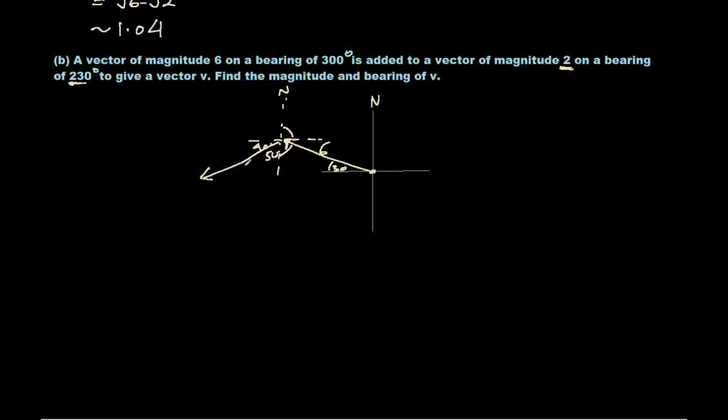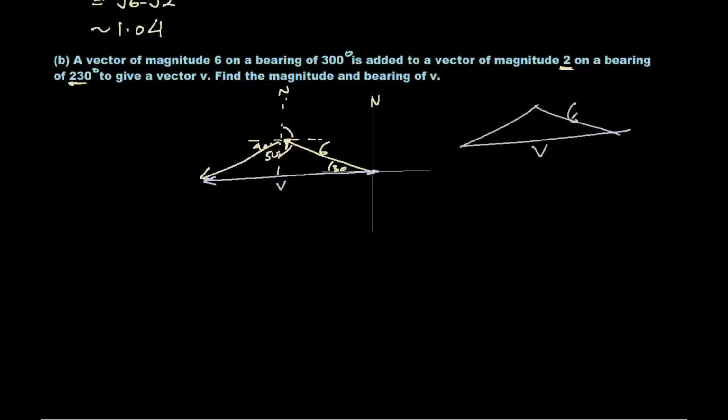It is also possible that I would have drawn this vector first and added this one later. That is the same, we'll get the same result. There is no difference between the two cases. Now, the resultant of these two is vector v. So vector v will be starting from the tail of the first and ending here. This is vector v. So we have to find the magnitude and bearing of v. So magnitude we can find here. Let's draw this triangle again.